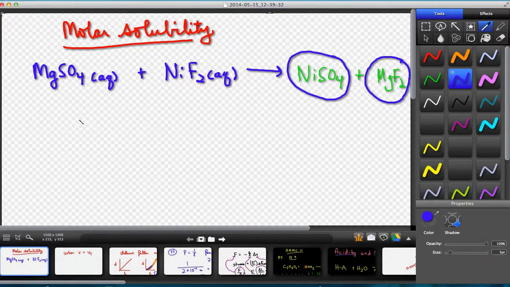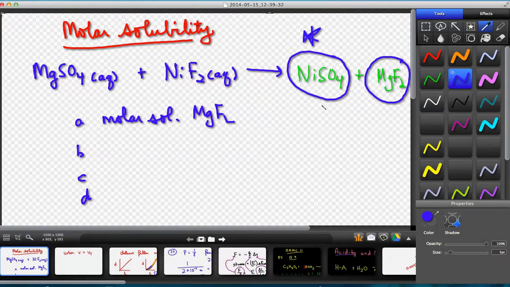So let's look at our answer choices, A, B, C, and D. And we're looking for the thing that is least useful. So we have the molar solubility of magnesium fluoride. We definitely want to know what that is, because if we know the molar solubility, I can calculate the KSP and determine which of these two is going to precipitate. By the way, it's going to be this guy. Sulfates are notoriously insoluble.